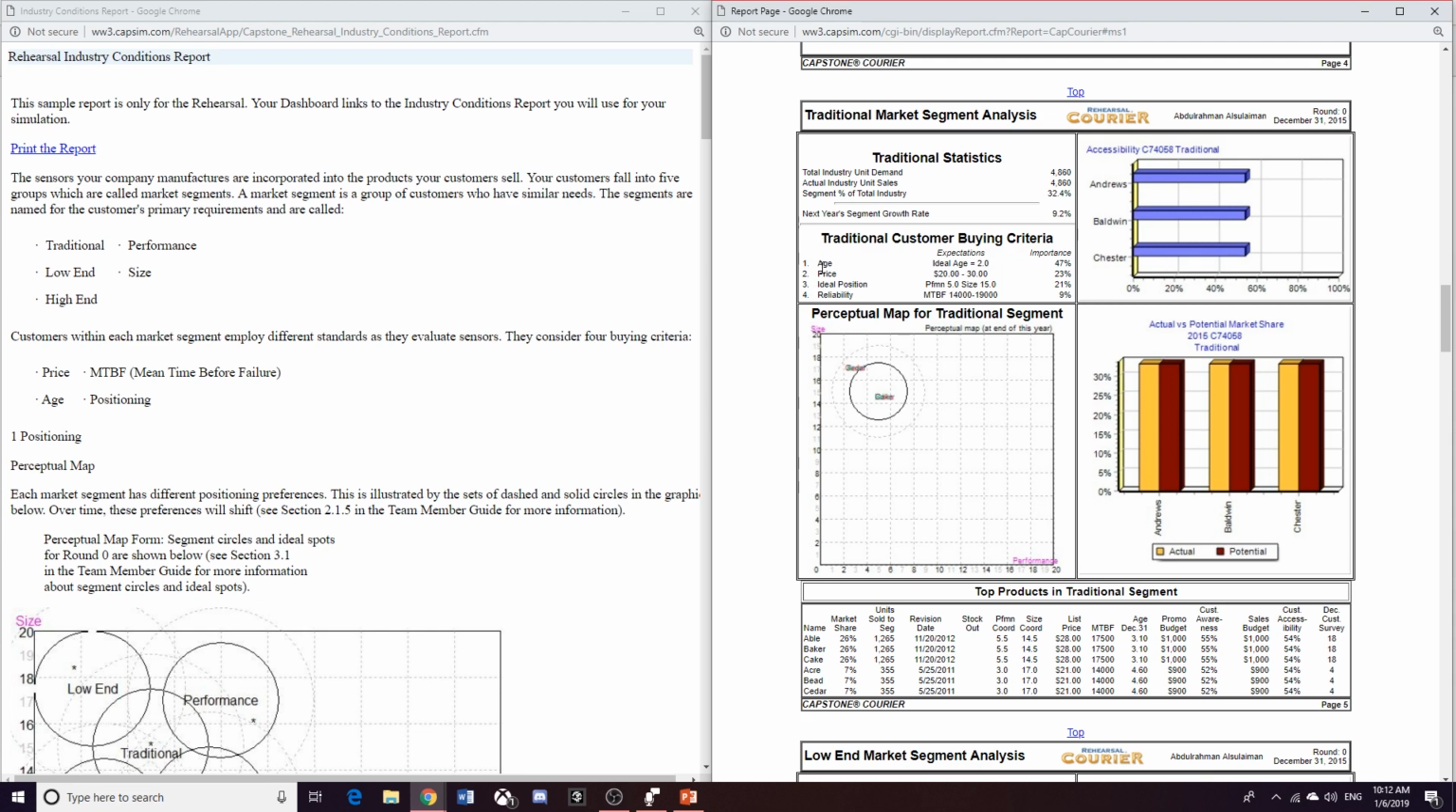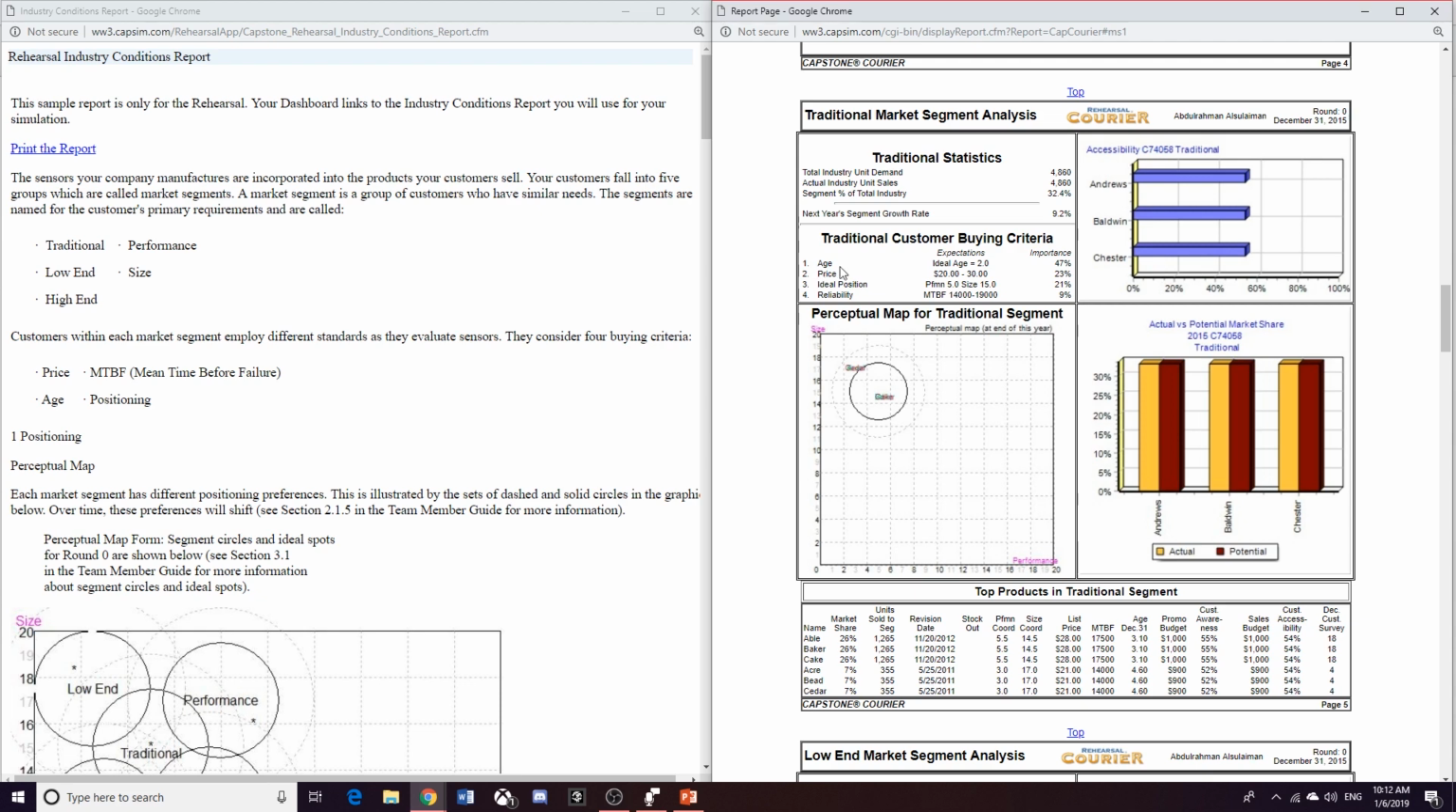So for age in the traditional segment, you need an age around 2 years. Customers in the traditional segment want a product that is about 2 years old. That means they don't like very new products. They probably don't trust new products. And they also don't want very old products because they feel that old products are probably cheap and not in good condition. So they don't want them.